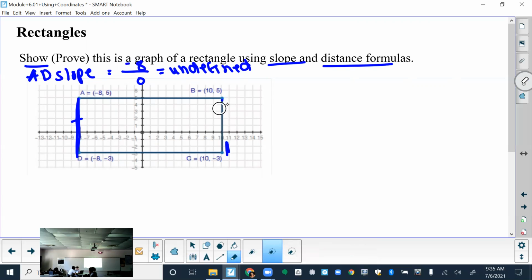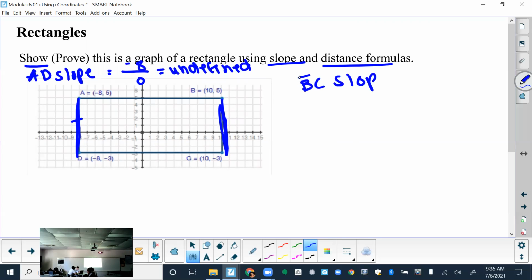All right, so for BC, what's the rise on this one? It goes up at the 10 mark, right? So my rise is 10. Does it have a run? Does this line here go left or right?